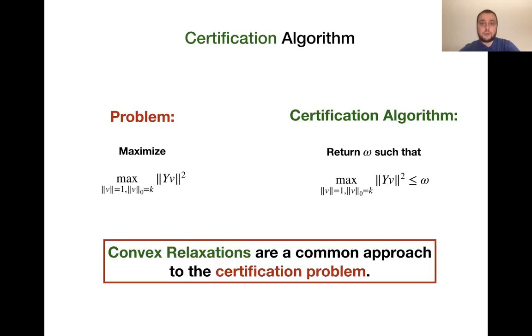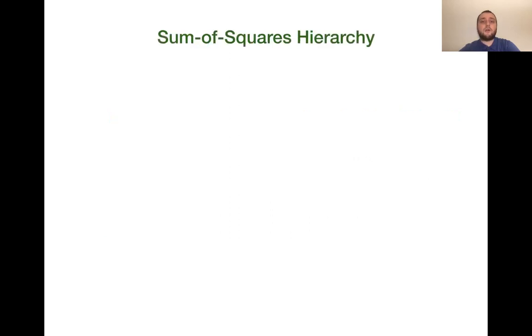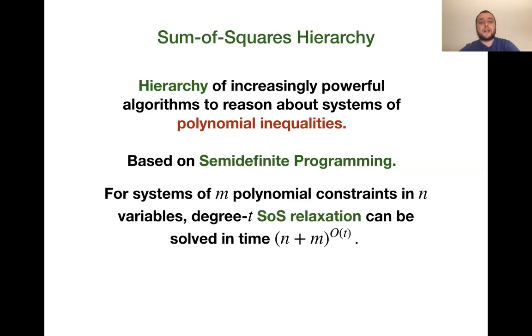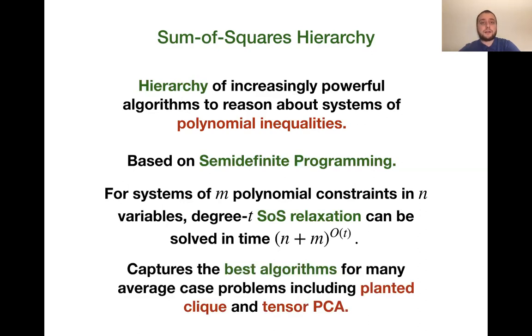And the common approach to do this is to use convex relaxations, or more precisely, sum of squares relaxations. The sum of squares hierarchy is a family of powerful algorithms which can solve relaxations of systems of polynomial constraints, polynomial inequalities. It is based on semi-definite programming, and under some mild assumptions, if you have a system of m polynomial constraints and n variables, then a degree t SOS relaxation can be solved in time (m + n)^O(t). Sum of squares is known to capture the best algorithms for many average case problems, including planted clique, tensor PCA, and many others.